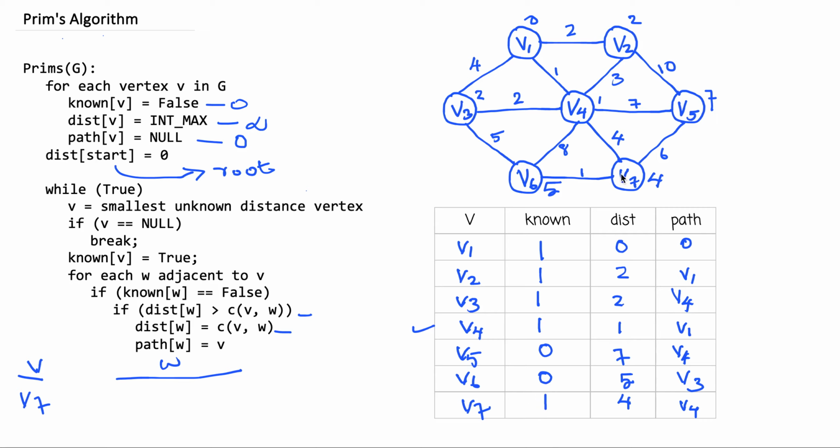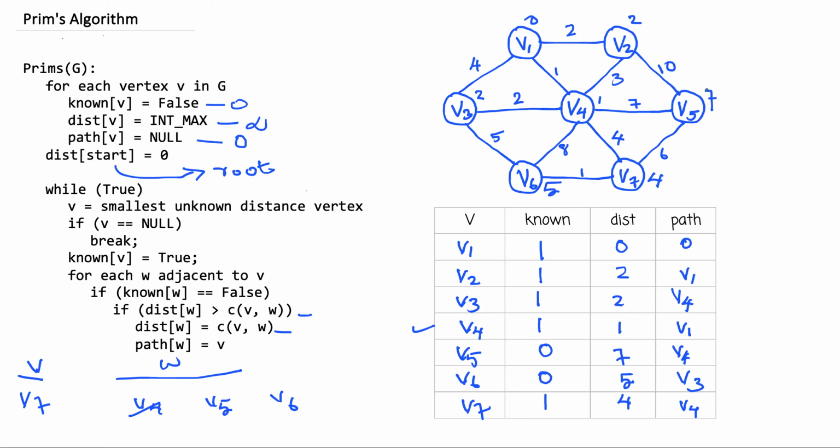When you look at the vertex V7, V7 has got 3 adjacent vertices. One is V4, the other one is V5, then V6. So the candidates for W would be V4, V5 and V6. Out of them V4 is already known. We have to focus on V5 and V6. The presently existing distance to V5 is 7. The edge cost from V7 to V5 is 6.